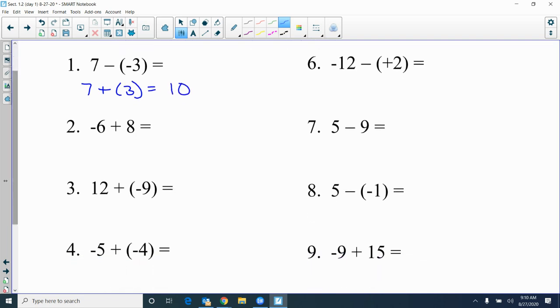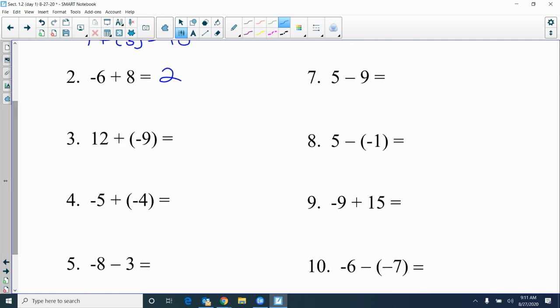Number 2, -6 plus 8. I don't need to change anything because it's a plus. This would be like this one here. I got a negative and a positive, so subtract the numbers. What is 8 minus 6? It is 2. Is it positive or negative? Positive. Positive 2. Fix it if you need to. If you have it wrong, make sure you fix it.